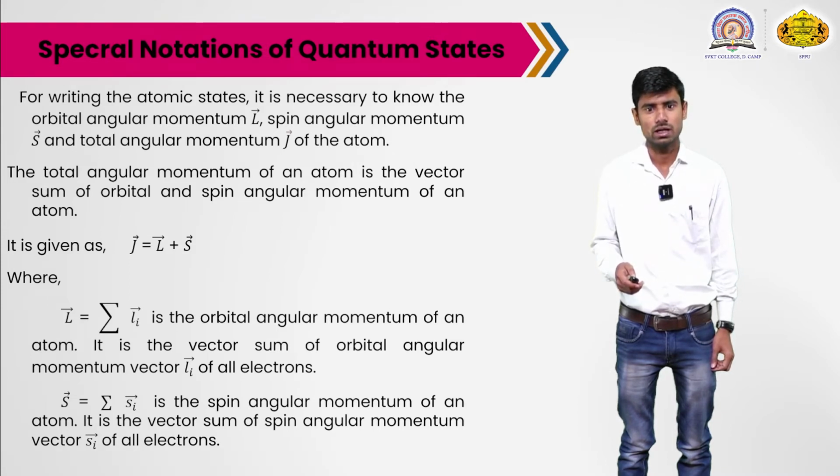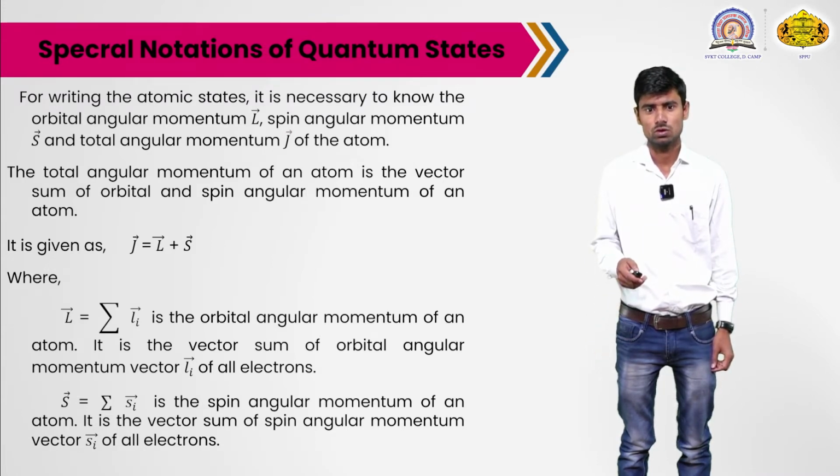Now, for writing the atomic states, it is necessary to know the orbital angular momentum L bar, spin angular momentum S bar, and the total angular momentum J bar of the atom. And note that these quantities are written in capital letters. So, here capital J, capital L, and capital S are the quantum numbers for the atoms.